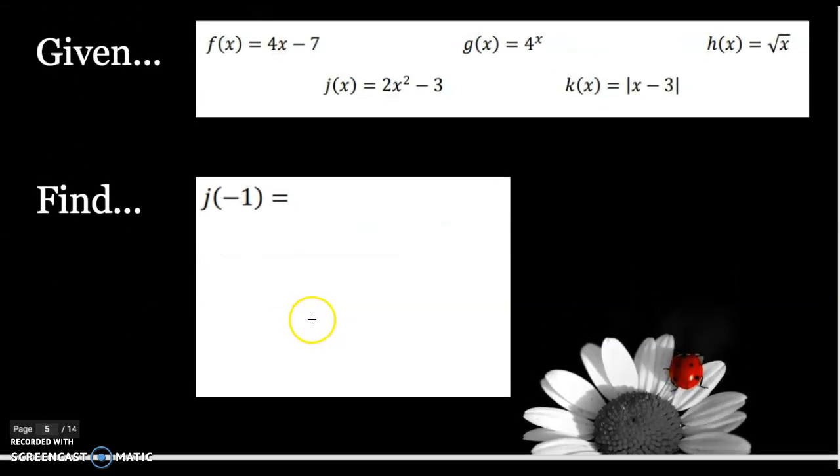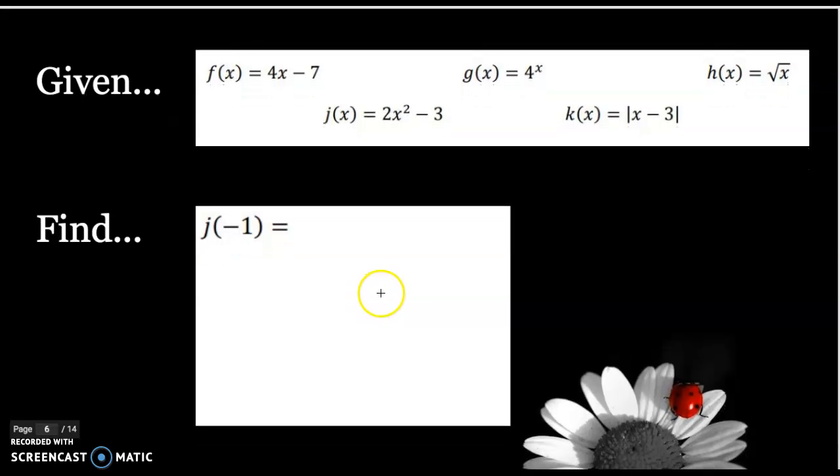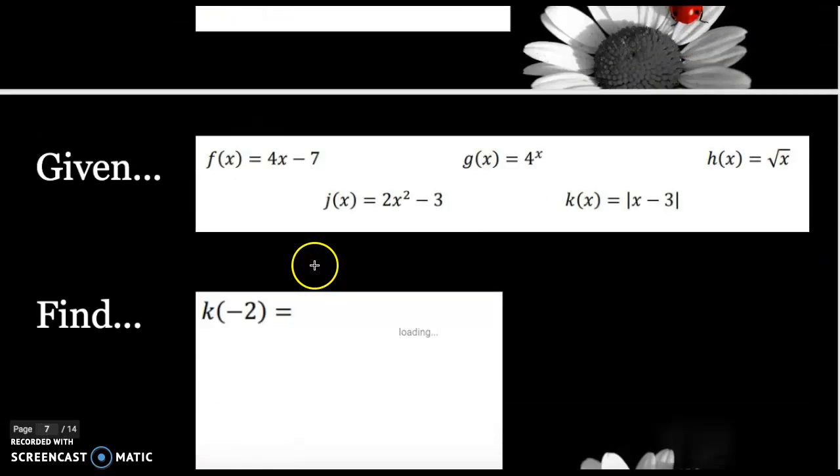All right, in this one, go ahead and find j of -1. All right, j of -1, 2 times -1 squared minus 3. -1 squared is a positive 1, so this is really 2 times 1 minus 3, which is 2 minus 3, which is -1. All right, oh, that's the same problem, so we're going to skip that one.